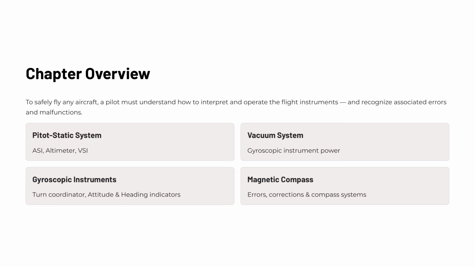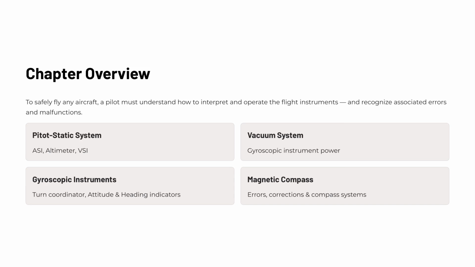To safely operate any aircraft, a pilot must have a solid understanding of the flight instruments, not just how to read them, but how they work, what can go wrong, and how to recognize when something isn't right. In this chapter, we'll cover four main areas. We'll start with the pitot-static system, which provides the pressure inputs that drive several key instruments. From there, we'll look at those instruments directly: the airspeed indicator, altimeter, and vertical speed indicator, along with the errors and limitations associated with each.